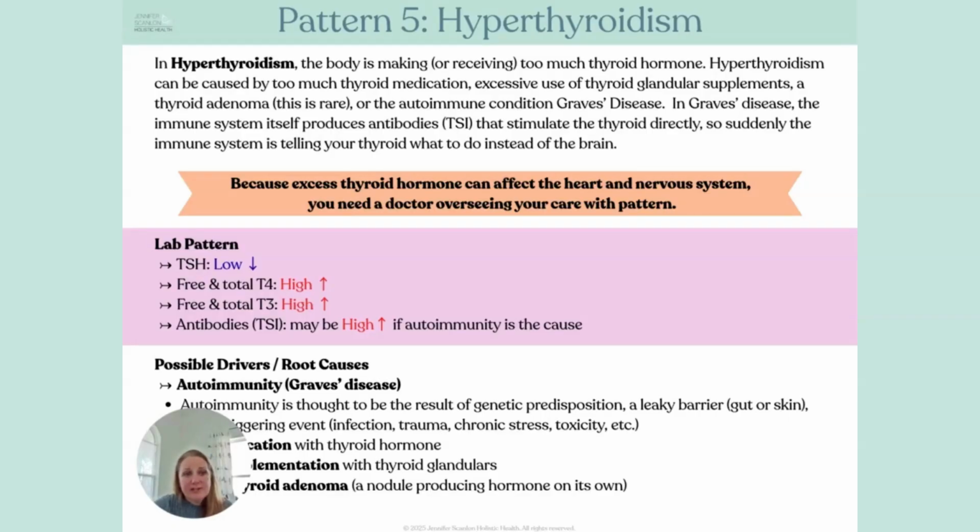So the pattern for hyperthyroidism is a low TSH. Free and total T4 are going to be high. Free and total T3 are going to be high. The TSI antibodies may be high if autoimmunity is the cause. Possible drivers or root causes of hyperthyroidism, again, are autoimmunity, Graves' disease. Like we talked about with Hashimoto's, autoimmunity is thought to be a result of genetic predisposition, a leaky barrier, skin or gut, and then a triggering event like infection, trauma, stress, toxicity. It can also be caused by overmedication with thyroid hormone, over-supplementation of thyroid glandular products, or rarely that thyroid adenoma, the nodule that produces thyroid hormones.